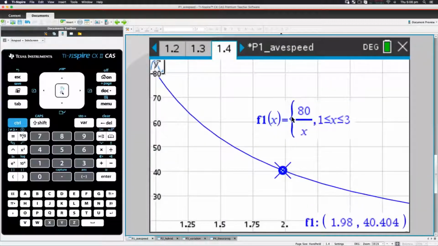Remember, if I was to type the number 1.25, it should show me that that's associated with an average speed of 64 kilometres an hour. Okay.